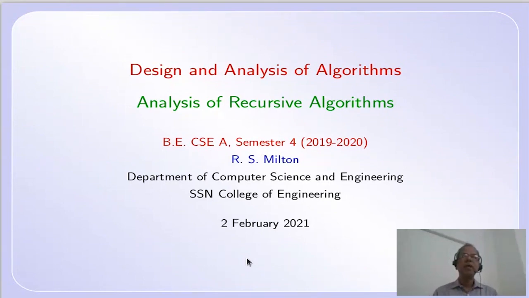Once we have an idea, constructing the algorithm is mostly straightforward. But we are also interested in the resources the algorithm takes to run. What is the cost of running the algorithm? That is what we mean by analysis of algorithms. In this lecture, we will see in particular how to analyze recursive algorithms.